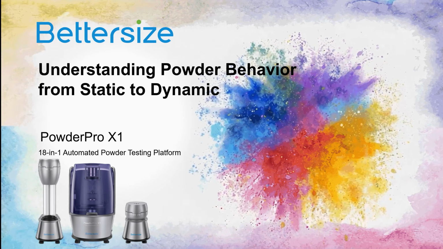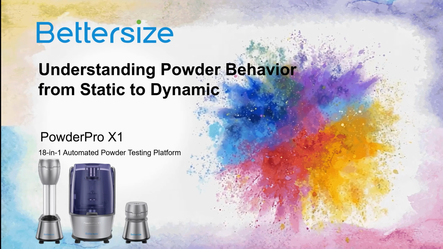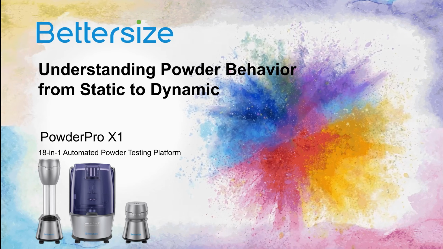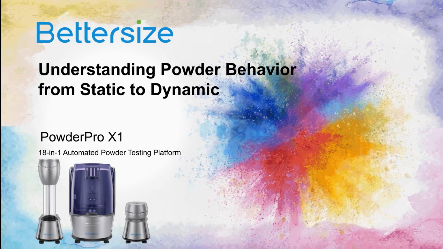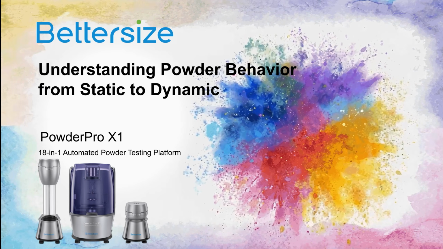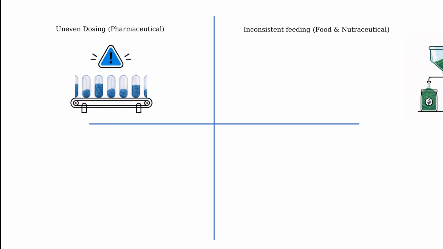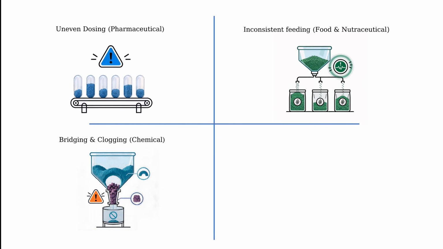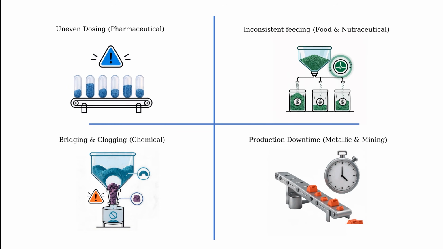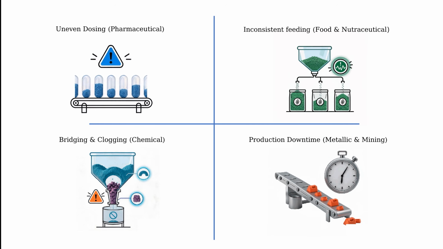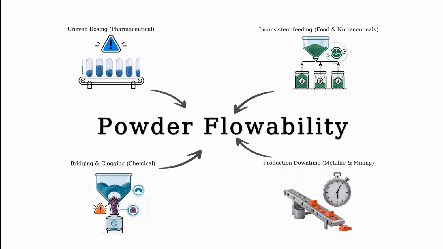Powders can behave very differently at rest and in motion. So today in this video, we will explore why and how different powder characteristics help us understand their behavior from static to dynamic. Powder can create many problems in different industries, uneven dosing in pharmaceutical, inconsistent feeding in food production, bridging and clogging in chemicals, or even production downtime. These problems may look different, but they often share one common factor: powder flowability.